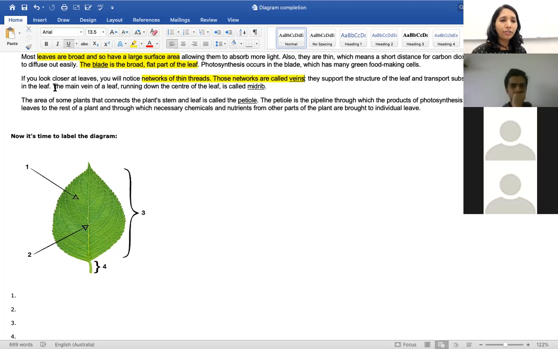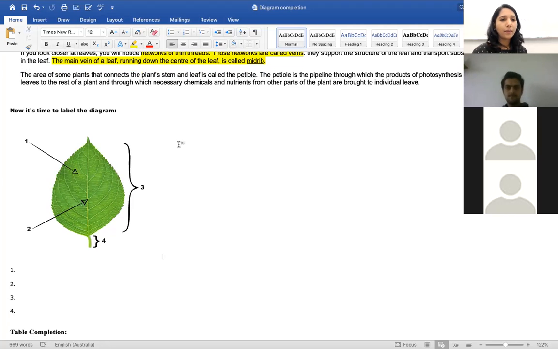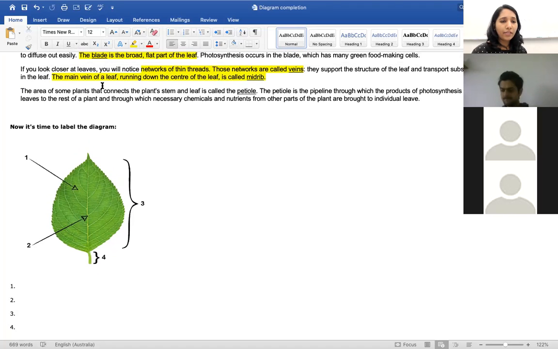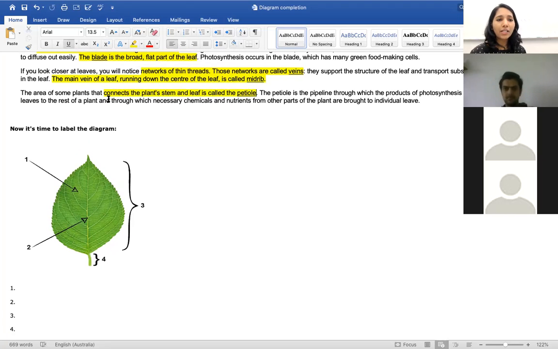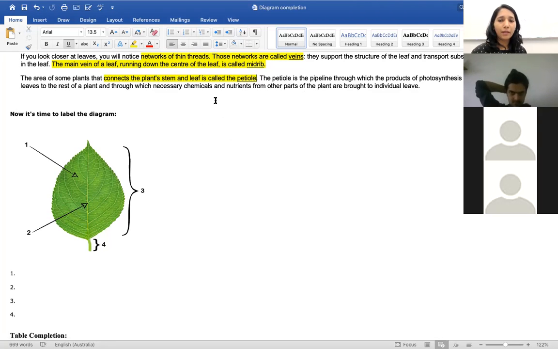The main vein of the leaf running down the center, highlight your key phrases, is called the midrib. The area of some plants that connects the plant's stem and leaf is called the petiole, if I'm pronouncing it right, or is it petile? I don't know. Okay, the area of some plants that connects the plant's stem and leaf is called the petiole. The petiole is the pipeline.